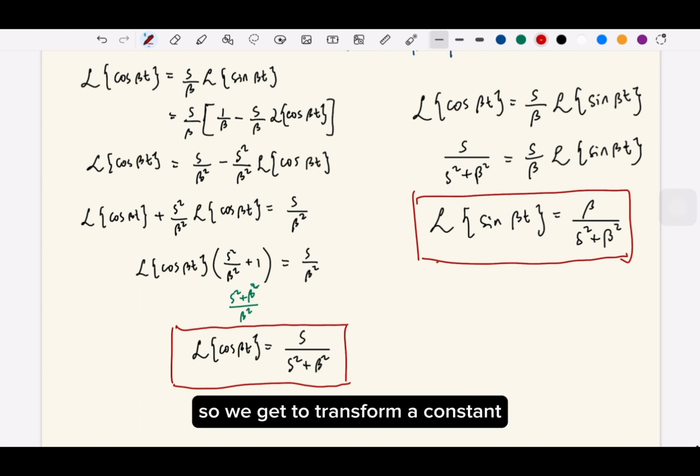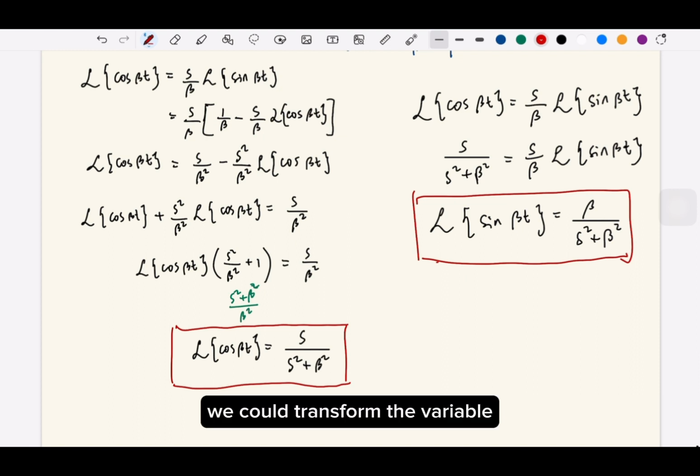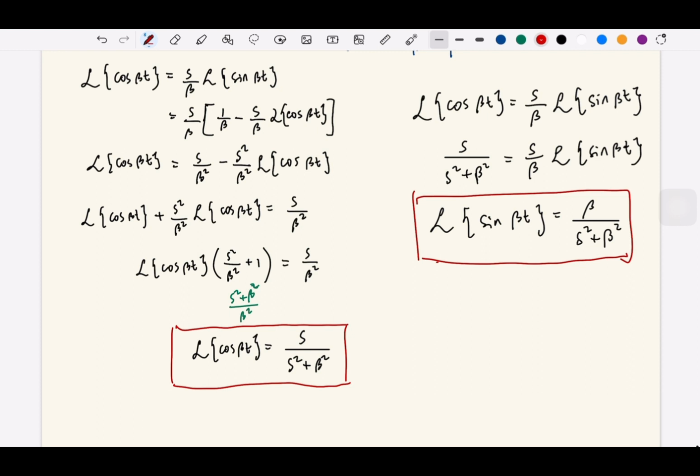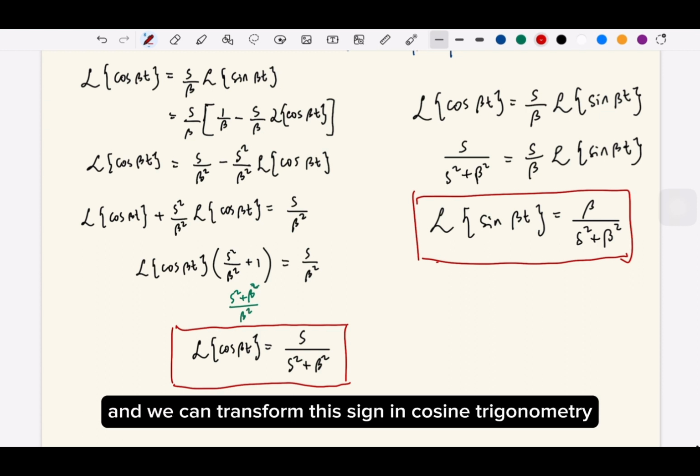So we get to transform a constant. We could transform the variable, and then maybe polynomial with power, and then we can transform the exponent, and we can transform sine and cosine, the trigonometric basic functions.